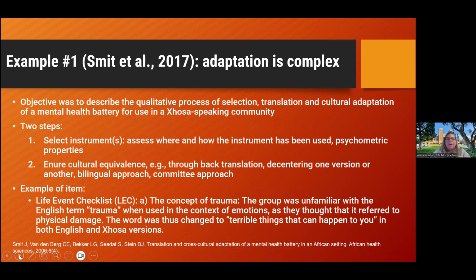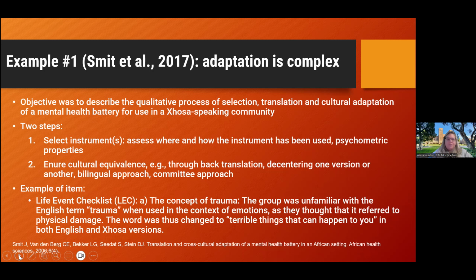So just to walk you through a couple of examples, they kind of bring to light some of these different issues. This particular example brings up the issue of the complexity of adaptation. The authors were using a battery of measures in mental health, and they had two steps. First, figuring out which instruments to use, what the psychometric properties of those instruments were, and then trying to ensure cultural equivalence through a variety of techniques: back translation, decentering one of the versions, using bilingual interpreters, translators, having a committee.